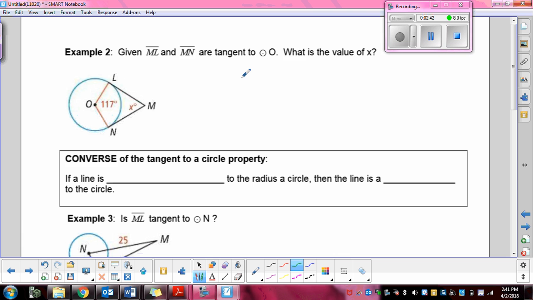I want you guys to try number 2. It says the converse means we're going to flip. Remember, converse means flip. So our conditional statement is P implies Q and my converse is Q implies P. Let's just go over here. If a line is perpendicular to the radius of the circle, then the line is tangent.